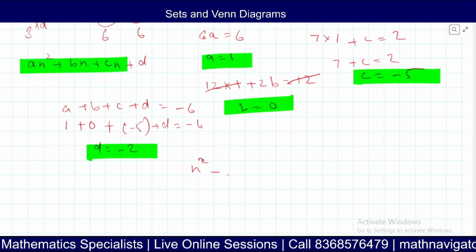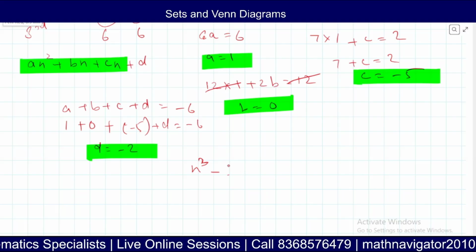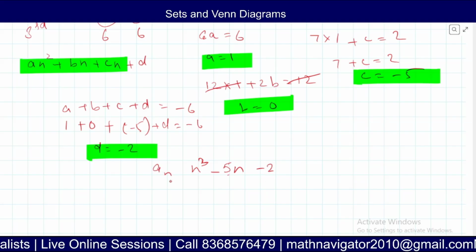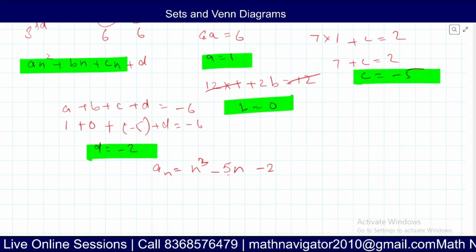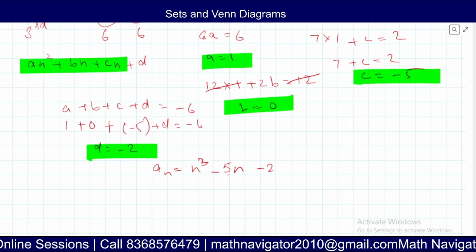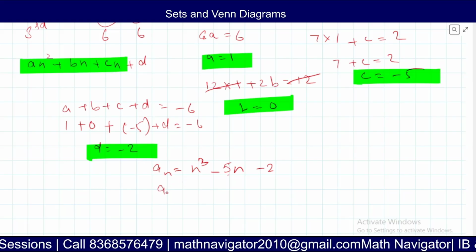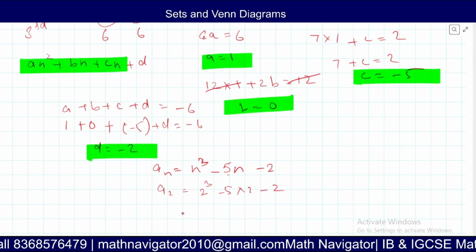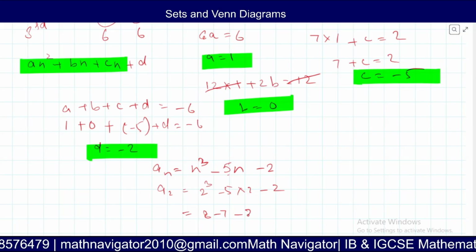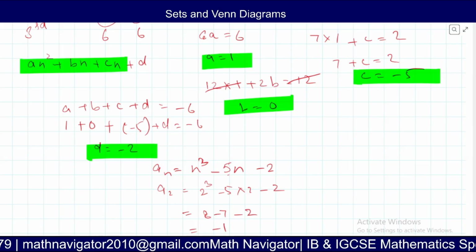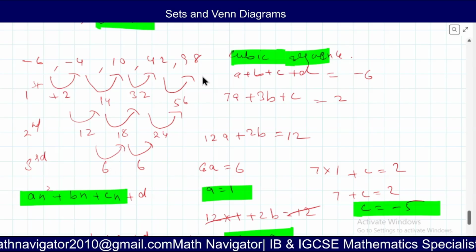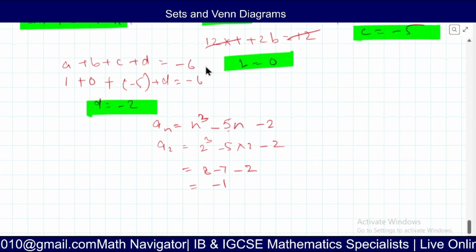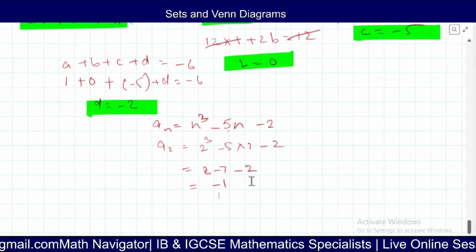So this is, sorry, n cubed minus 5n minus 2. So this is my general term, right? An is equal to this. So let's say I want to find the second term. So a2 is equal to 2 cubed minus 5 times 2 minus 2, which will be 8 minus 10 minus 2. So what I was finding is the second term.